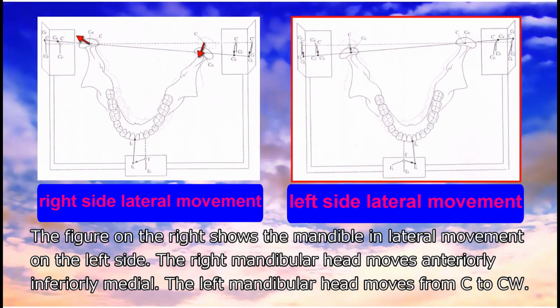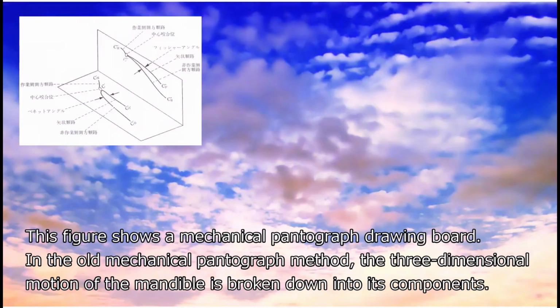The figure on the right shows the mandible in lateral movement on the left side. The right mandibular head moves anteriorly inferiorly medial. The left mandibular head moves from C to CW. This figure shows a mechanical pantograph drawing board.